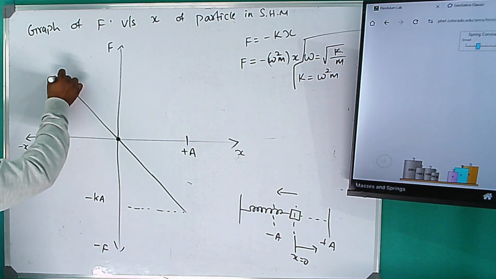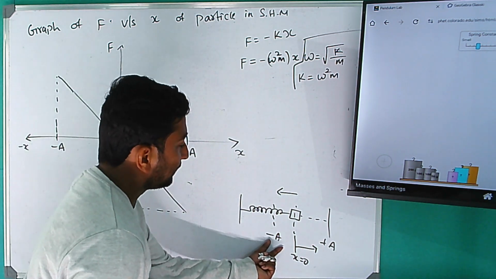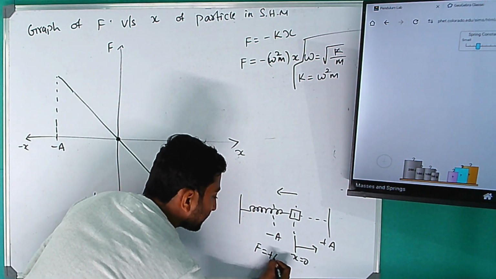So minimum displacement, where does it go? Minus a. When the particle is at minus a, the force is plus ka.